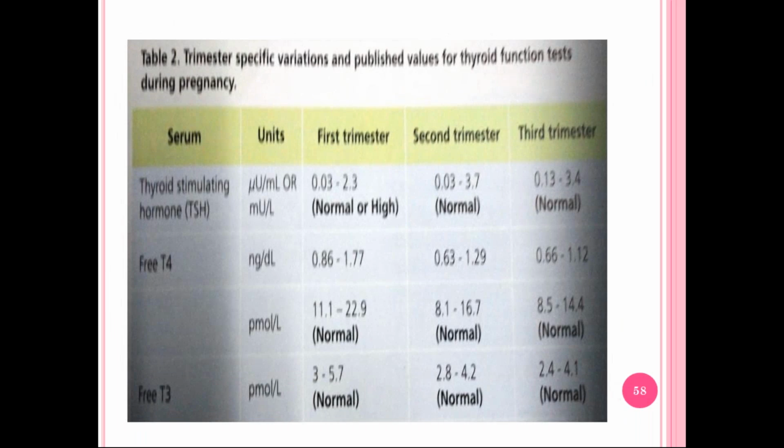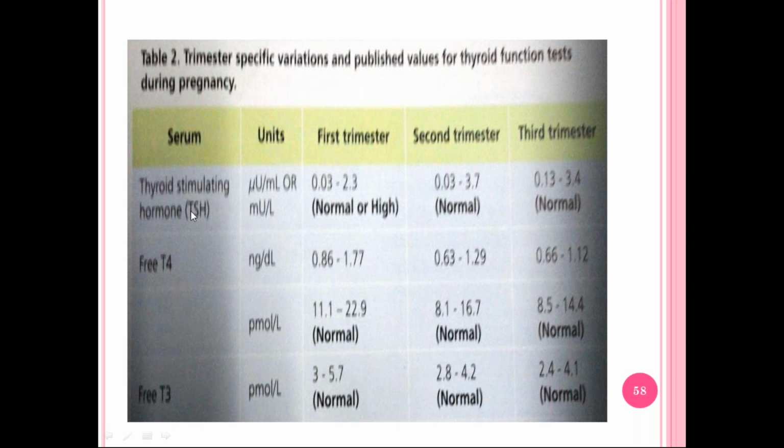So these are not important. This is important, you have to remember. Whenever the patient comes in the first trimester, TSH levels should be less than 2.3, maximum 2.5. So this is a cutoff, 0.03 to 2.3. Second trimester 0.03 to 3.7. Third trimester again 3.4.